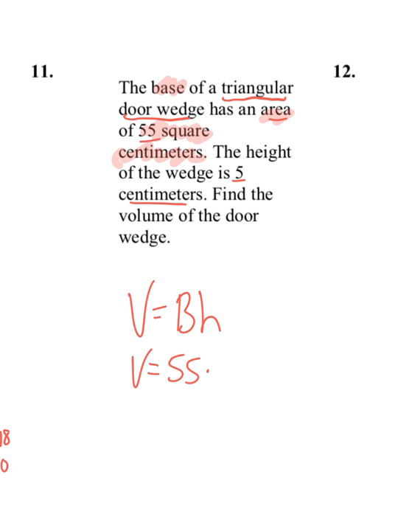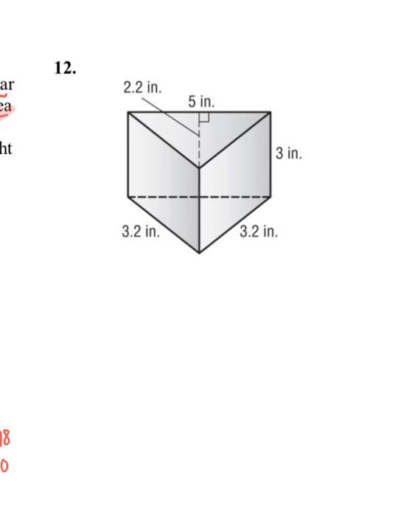And the height of the door wedge is 5. So all we have to do is 55 times 5. And you should get 275. And it's cubic centimeters. All right, that's it for 11. Let's move over to 12.